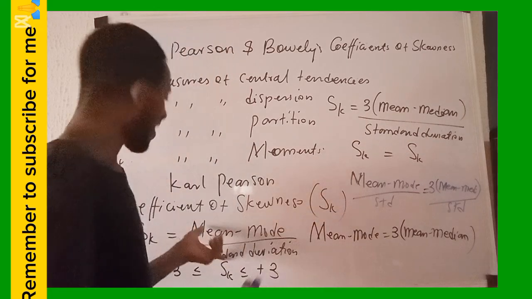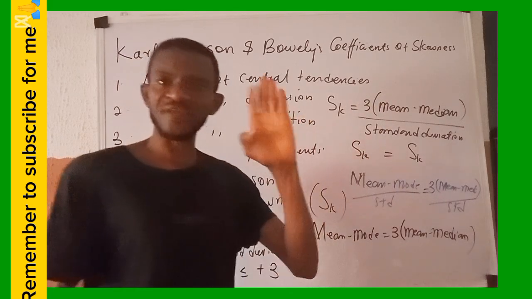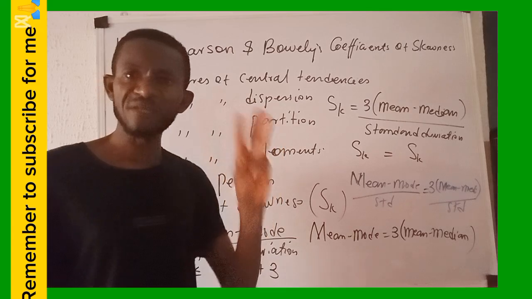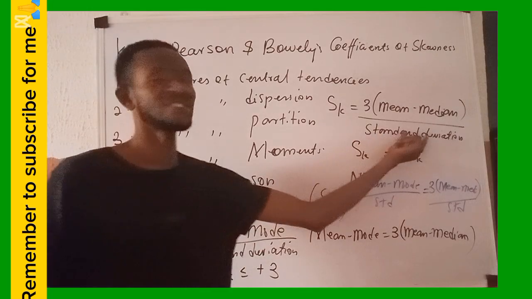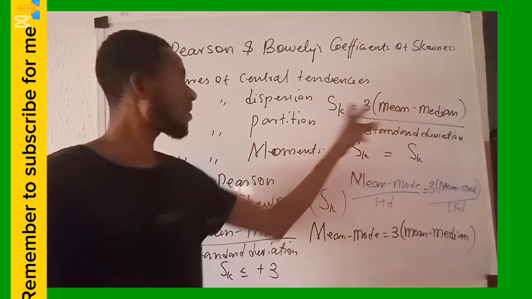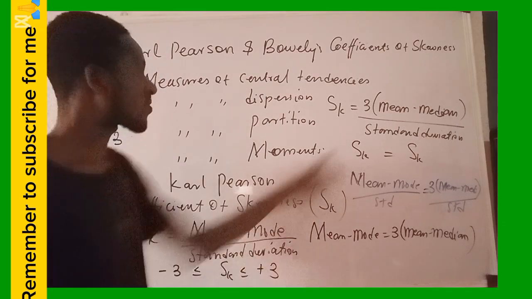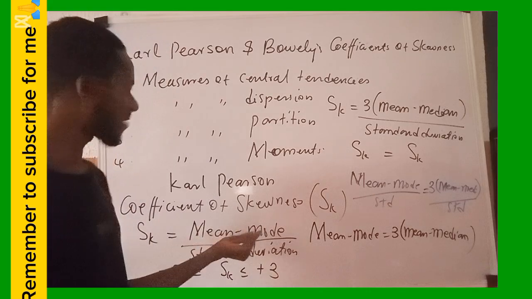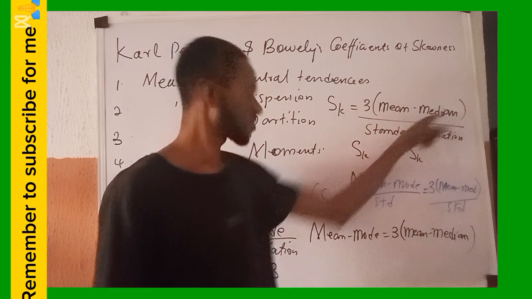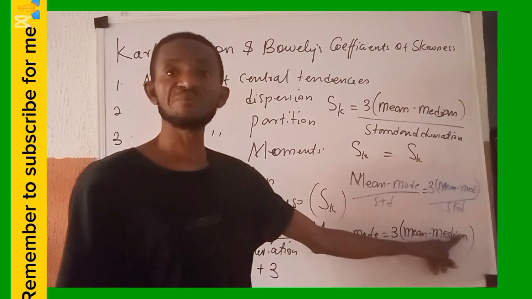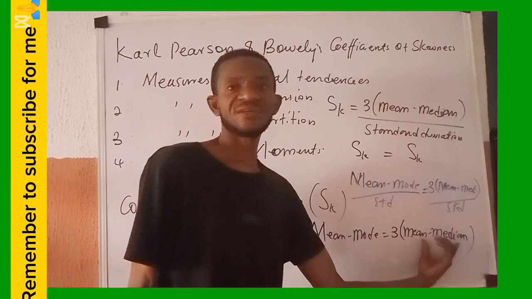Because of this formula and this formula, we are trying to see the kind of relationship that exists between the 3 measures of central tendency, which are the mean, the median, and the mode. The denominator here is standard deviation, the denominator here is standard deviation. The value of this SK here is the same as the value of this SK here. Therefore, the numerators are the same. The numerator here is mean minus mode, and here the numerator is 3 into mean minus median. So what I have here and what I have here are the same thing.